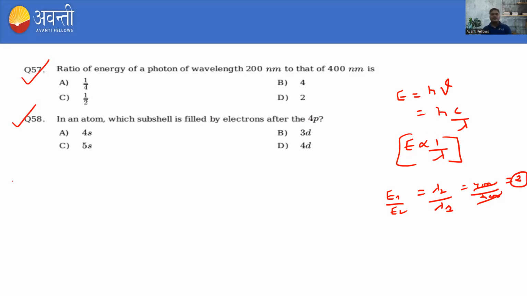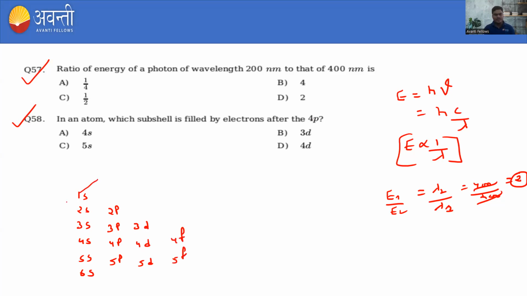In an atom, which subshell is filled by the electron after the 4p? So this question is from the above principle. It's very simple to remember this, right? If you learn the series, we know that this is 1s, we have 2s, 3s, 4s, we have 5s, we have 6s. From here we have a 2p, 3p, 4p, 5p. Similarly, from here we have 3d, 4d, 5d, and from here we have 4f and 5f, right?